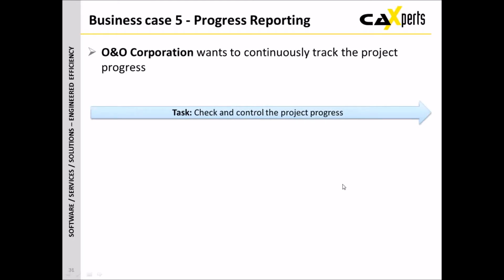Okay, so that covers the PDS to Smart 3D migration. The next one, business case 5, is progress reporting. So in this case, the owner-operator, could even be the EPC, wants to understand the progress of the project itself. So the task here is to check and control project progress.